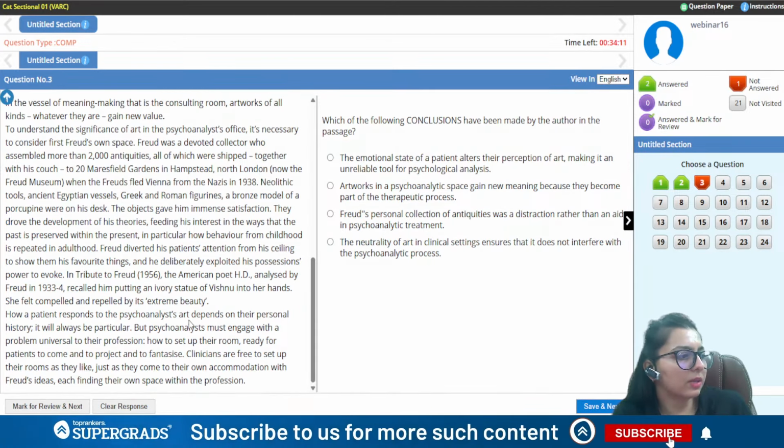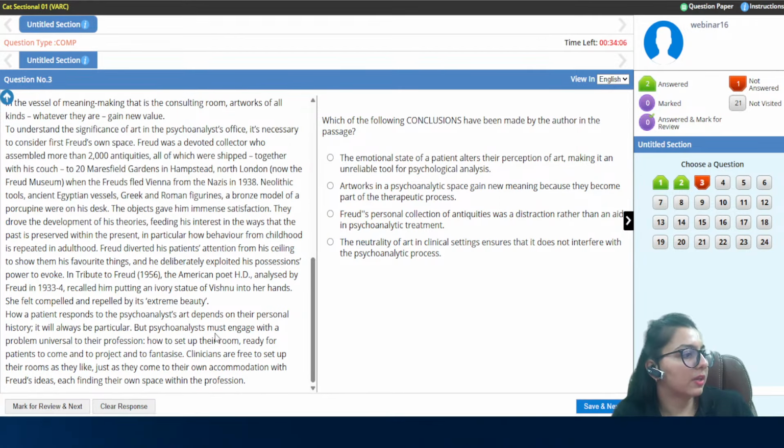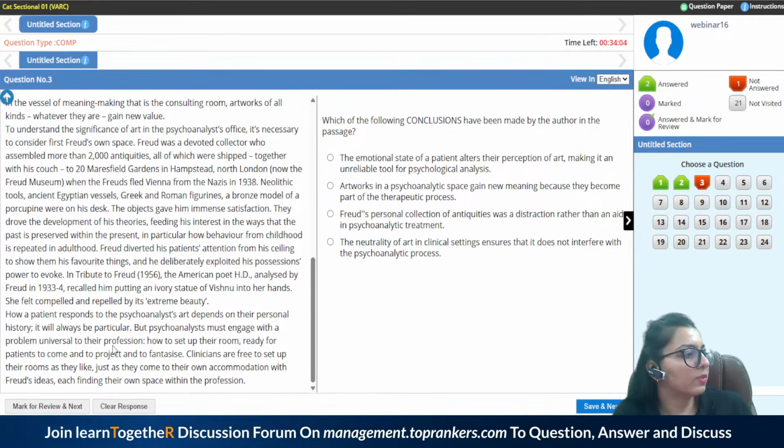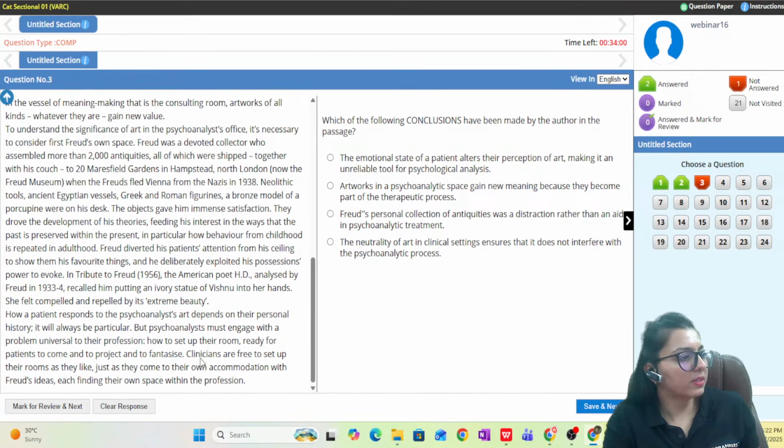How a patient responds to a psychoanalyst's art depends on their personal history. It will always be particular, but psychoanalysts must engage in the problem universal to their profession: how to set up their room, ready for patients to come and to project and to fantasize. Clinicians are free to set up their rooms just as they like, just as they come to their own accommodation with Freud's ideas, each finding their own space within their profession.